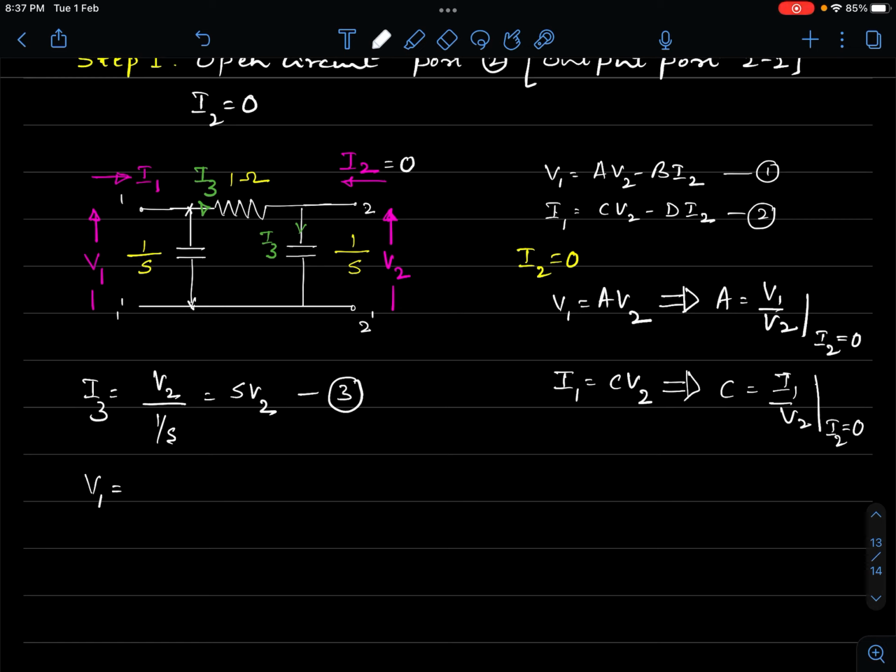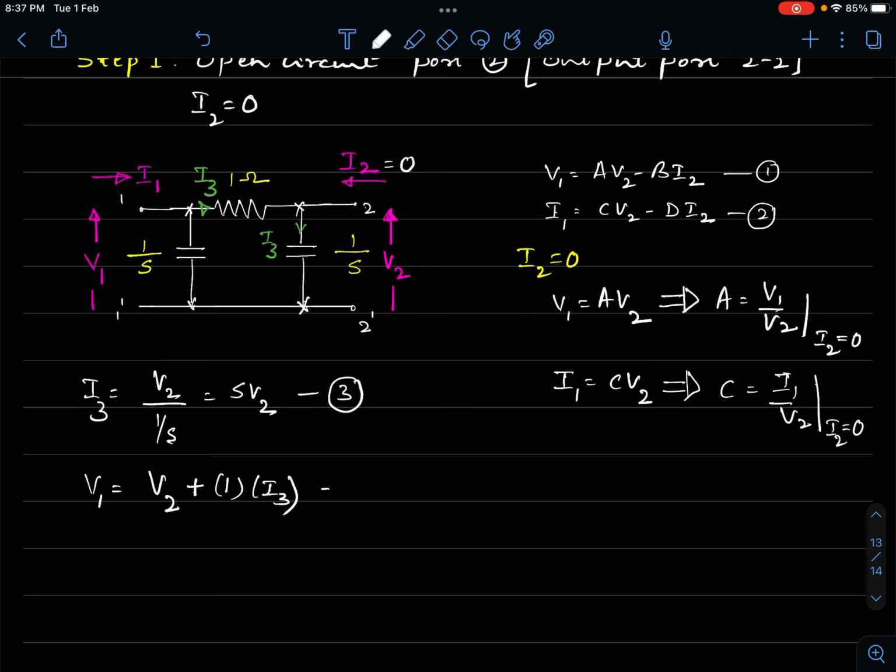So what is V1 equal to? The V1 available here is equal to the voltage across this 1 by S branch, which is V2, plus the voltage developed across this 1 ohm branch. What is that voltage? It is the current times the resistance, I3 into 1 ohm. What we are doing is simple Ohm's law and KCL, KVL, nothing more. So V1 equals V2 plus 1 into I3.